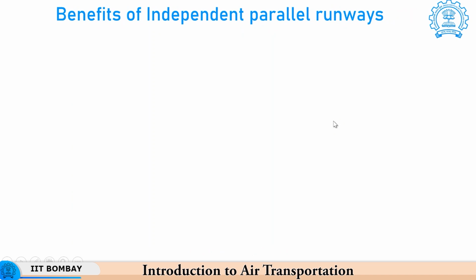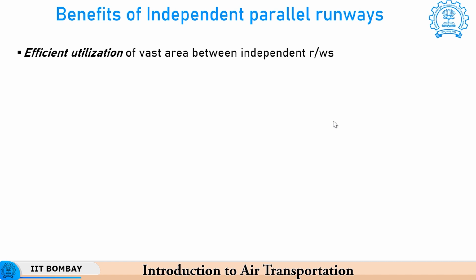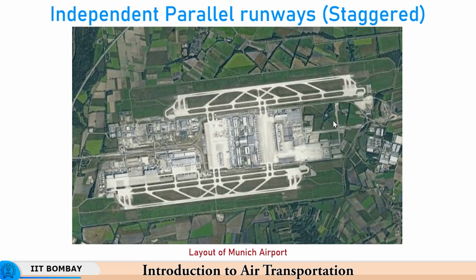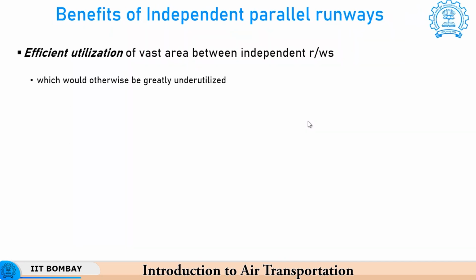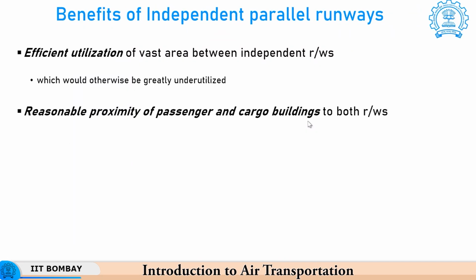Then when you have runways like this which are independent and parallel, you have many benefits, because the area between the two independent runways can be very efficiently utilized, as is the case in Munich. Such a small footprint accommodates a huge amount of traffic. Otherwise, it will be underutilized.